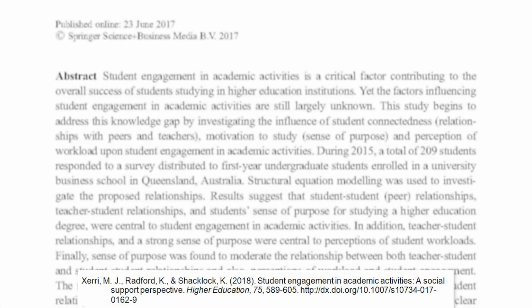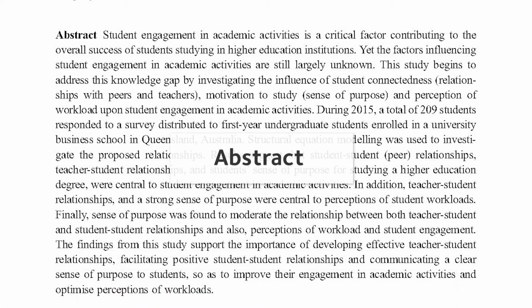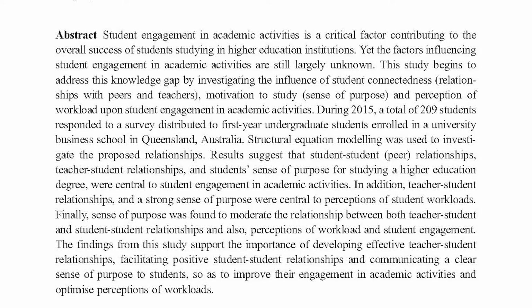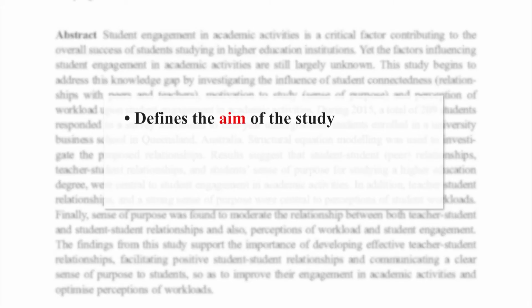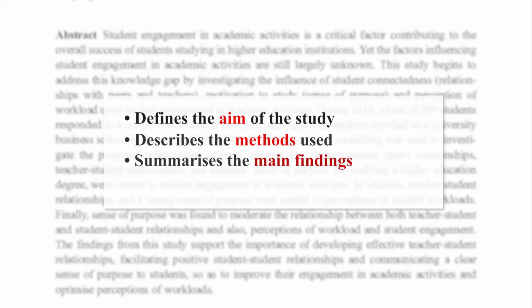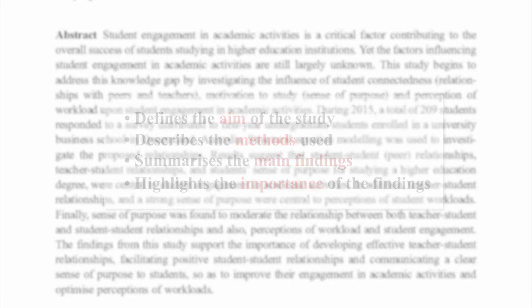So let's go through each of these sections now individually to give you a clear idea about the information contained in each. A journal article will always start with an abstract, sometimes called an executive summary. As the first thing you read, the abstract gives you a concise summary of the article, providing a clear outline of the essential elements of the study. Essentially, the abstract defines the background and the aim of the study, describes the methods used to undertake the research, summarises the main findings, and then highlights the importance of these findings.